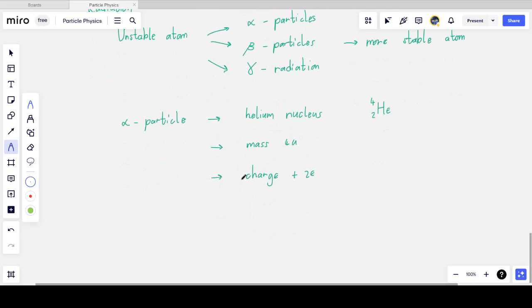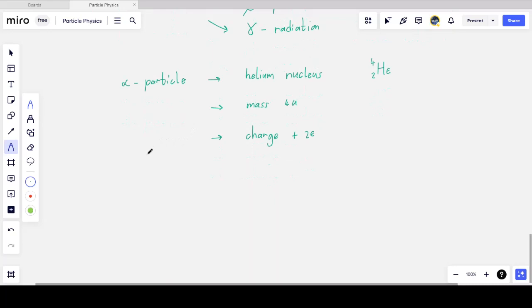In fact, the danger lies in the fact that they can't penetrate that far, because that means if they were to pass into your body, they would most likely be absorbed by the atoms of your body. And they are highly dangerous. How does alpha decay occur?